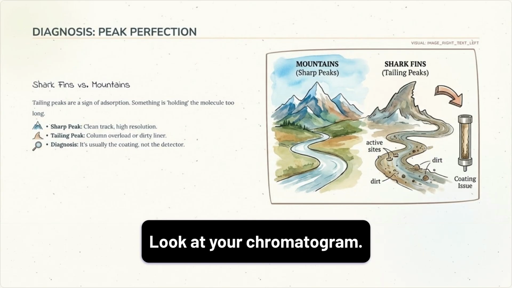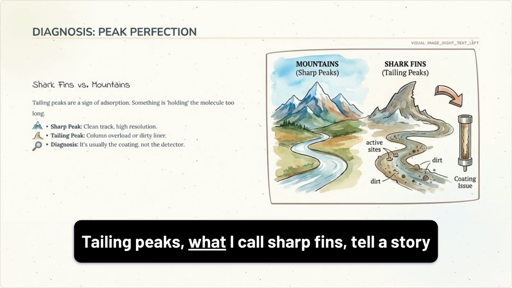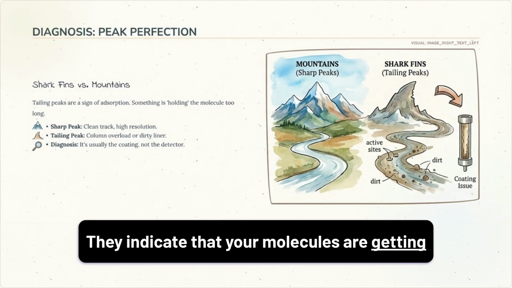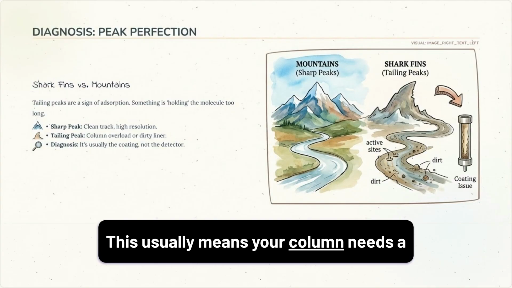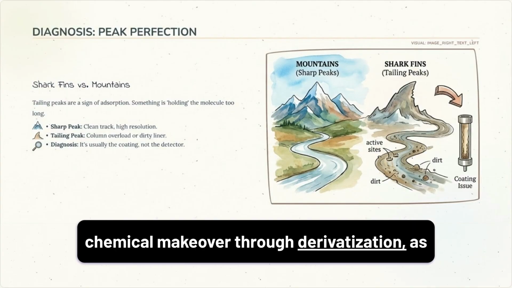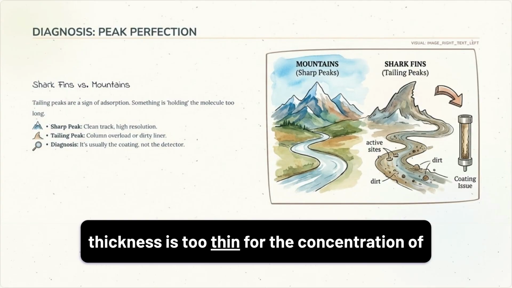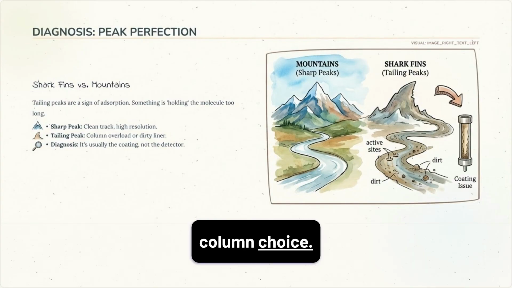Look at your chromatogram. Are your peaks sharp mountains or broad hills? Tailing peaks, what I call shark fins, tell a story of struggle. They indicate that your molecules are getting stuck on active sites on the column walls. This usually means your column needs a chemical makeover through derivatization, as we learned in Module 2, or that your film thickness is too thin for the concentration of your sample. Peak shape is the ultimate report card for your column choice.